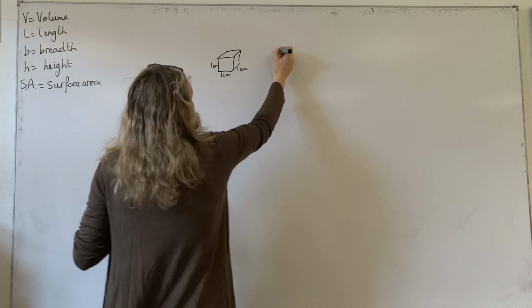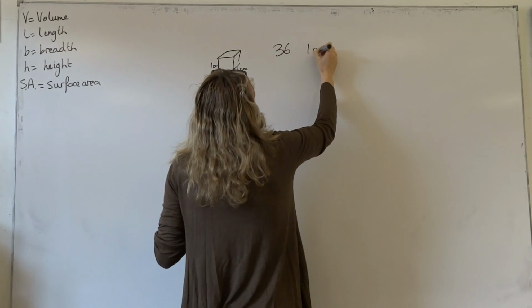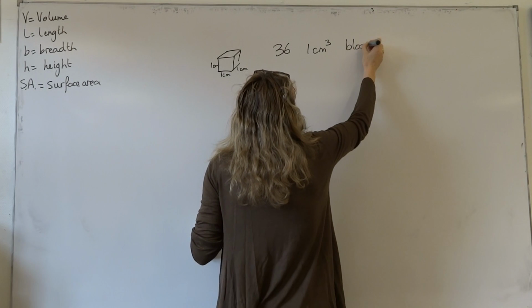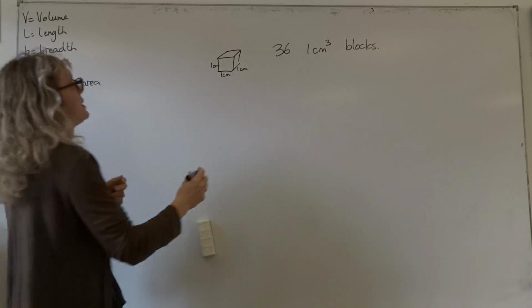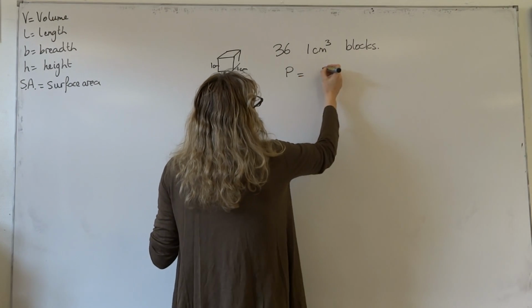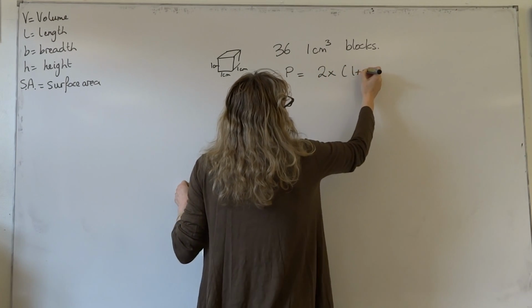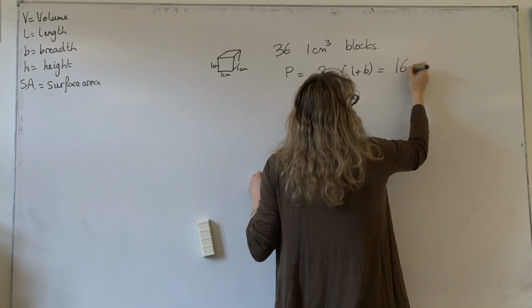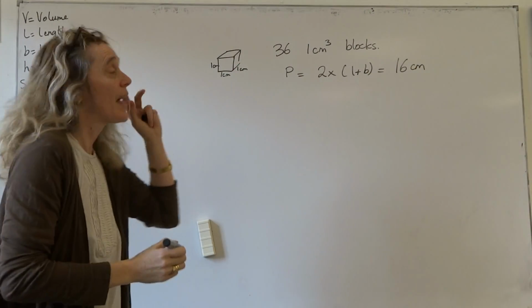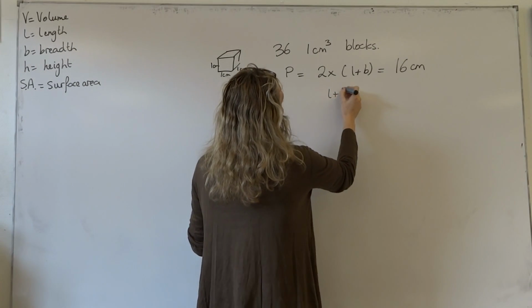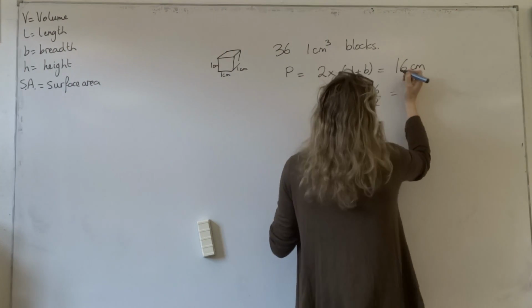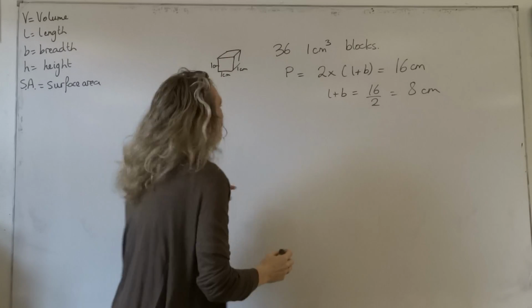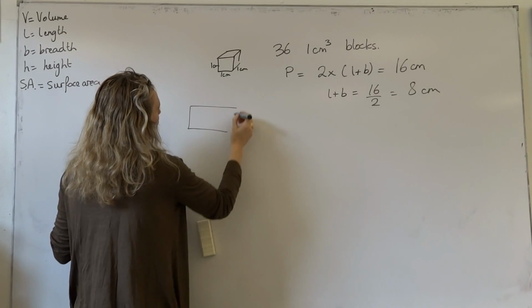1 centimeter. So we have 36 1 centimeter cubed blocks. And what do we know about the perimeter? We know that the perimeter of the bottom area is 16 centimeters. The perimeter, which is 2 times length plus breadth, is 16 centimeters. That means that the length plus the breadth must be 16 divided by 2, which is 8 centimeters.